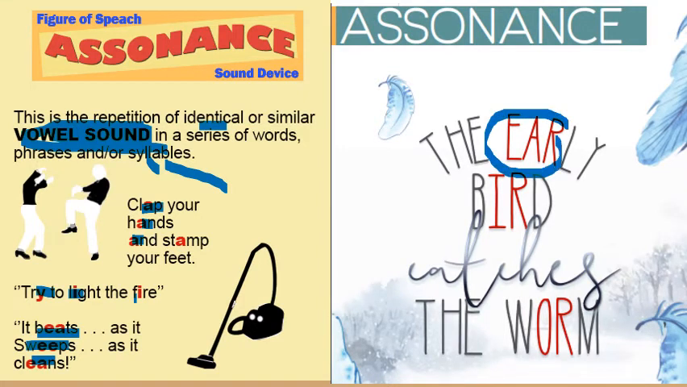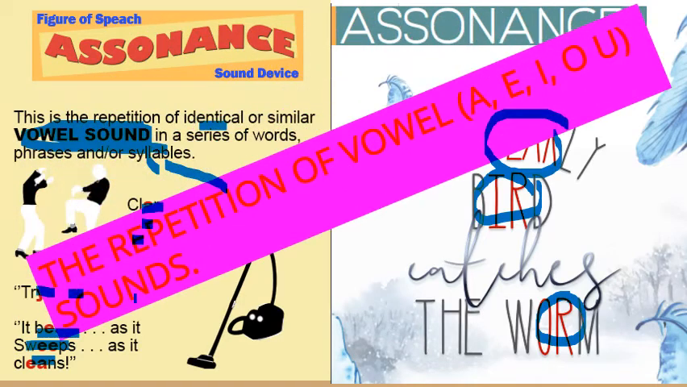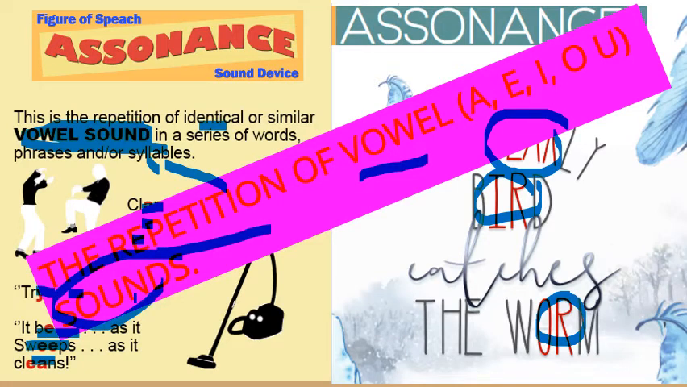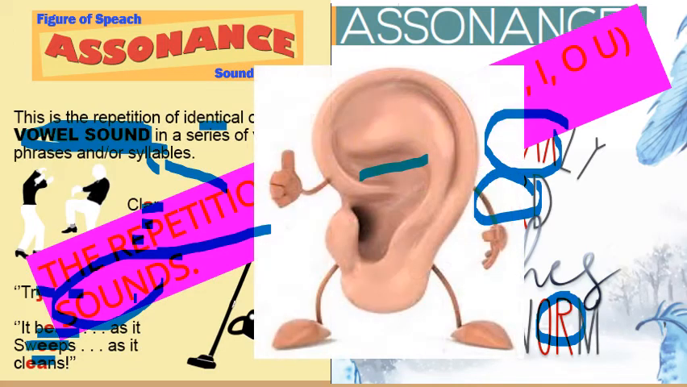Now just be careful here again. It's going to be about the sound, because these vowels don't look the same, but they do sound the same when you pronounce it. The early bird catches the worm. So it's again the vowel sounds that are being repeated, and they're going to have different functions. So listen carefully to the sound.